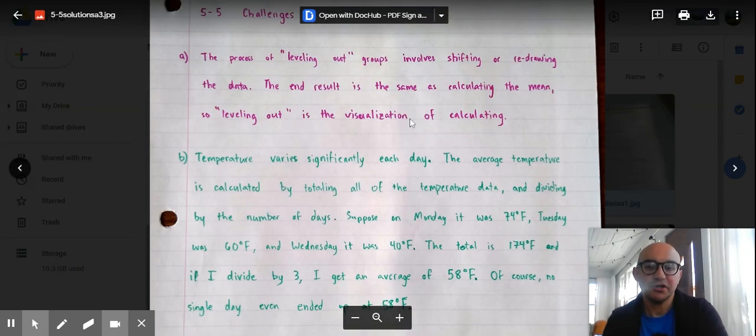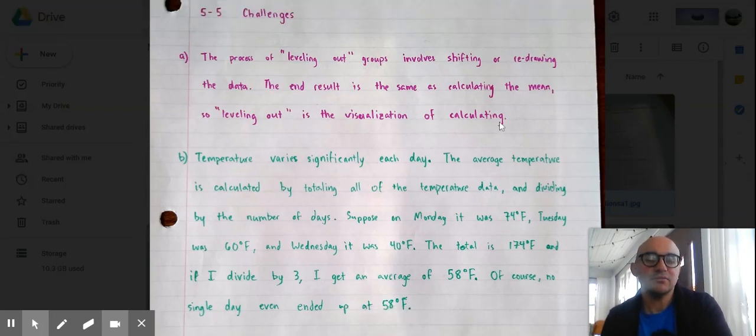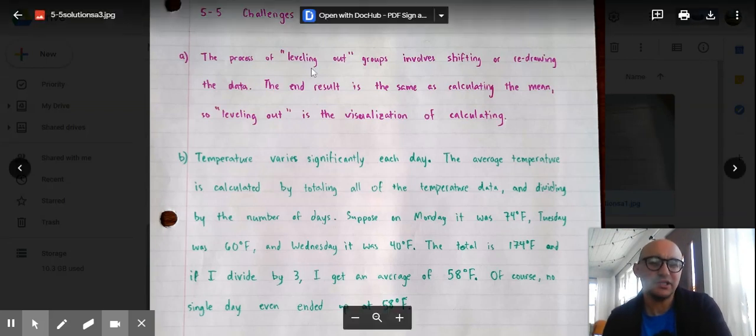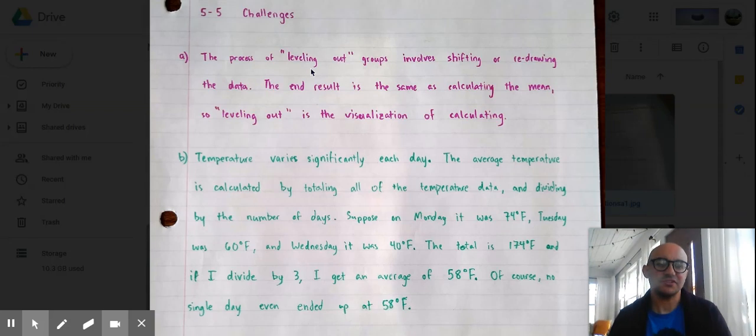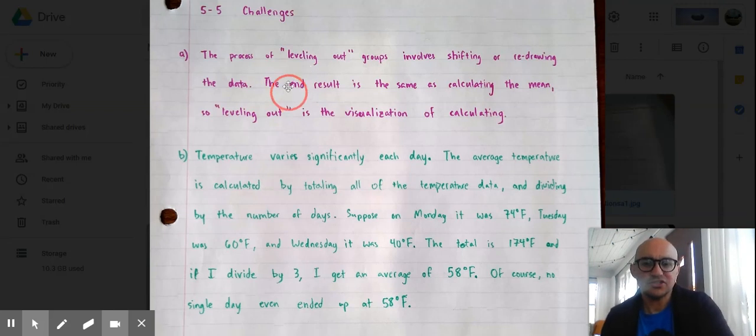What I answer here on my paper is that the process of drawing these blocks, that leveling out process, is just shifting and redrawing. It's just that visualization instead of the calculation approach. Either way is perfectly fine. The calculation approach gives us an opportunity to calculate the mean of very large data sets, where leveling out works well for really small groups like I just showed you, groups of 7 or so. But when you get into larger data sets, you want to be able to calculate. So the leveling out is just a nice tool.